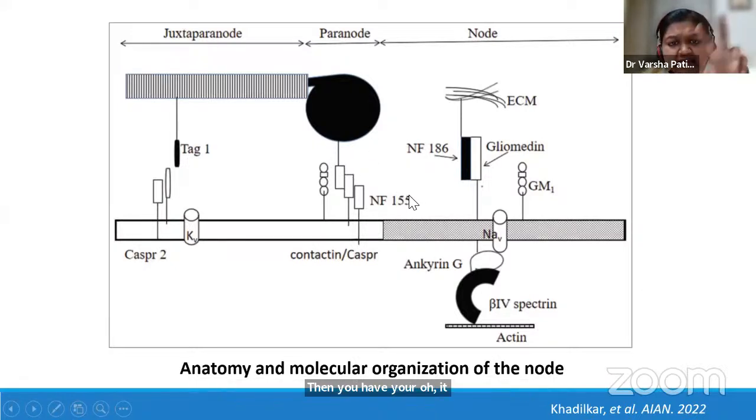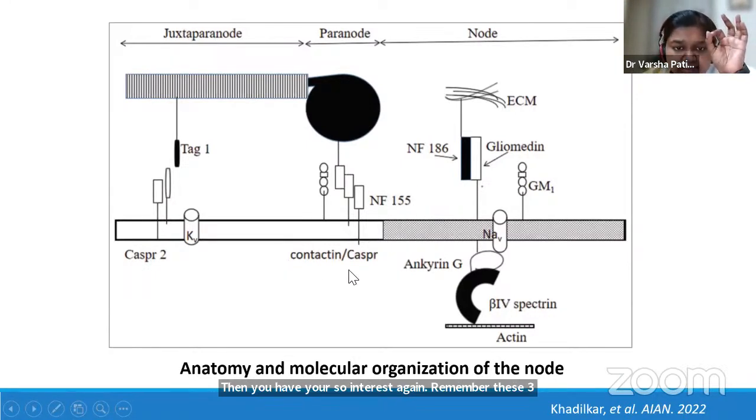So in this, again, remember these three names: neurofascin 155, that is NF155, Caspr, and contactin. Caspr is contactin-associated protein. Now this is your Caspr1, because we have another Caspr2, which is in the juxtaparanode. And this juxtaparanode has a high population of your potassium channels.